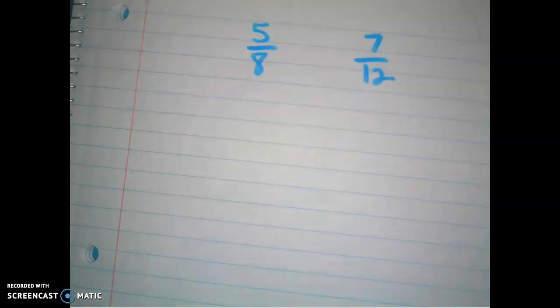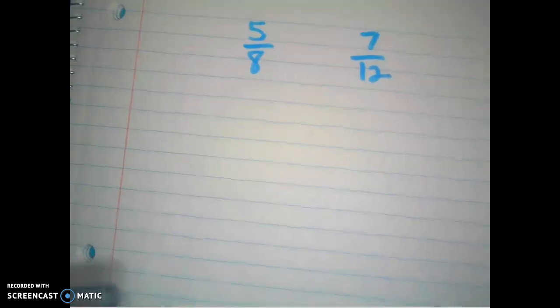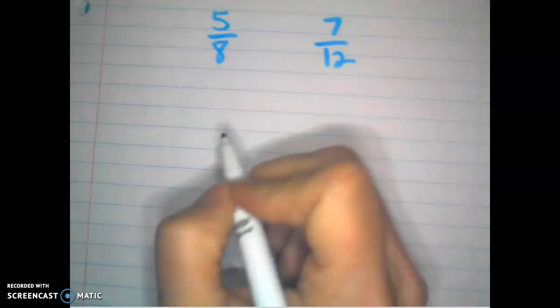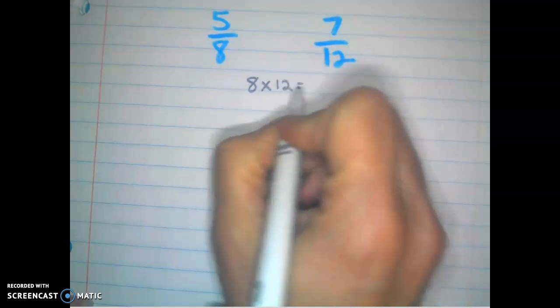All right, so 5/8 compared with 7/12. So our first step is to get a common denominator. Step 1, common denominator. How do I do that? You have to multiply it. What do I multiply? The denominator. So what am I going to multiply? 8. The numbers down on the bottom are our denominator. So I'm going to multiply 8 times 12 is 96.